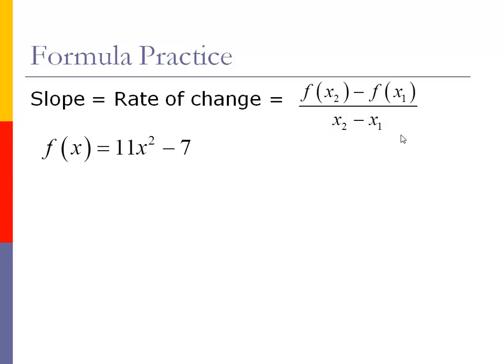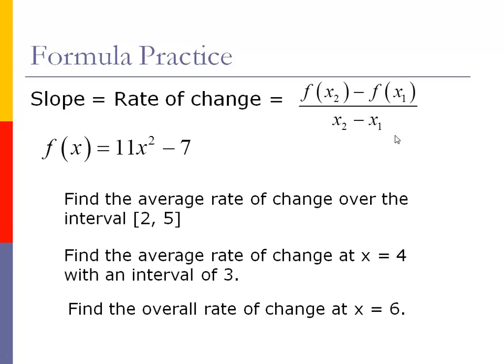So for an example, let's go with the function of 11x squared minus 7. And then let's do some calculations. Let's find these three things. We're looking to find the average rate of change over an interval that we've been given. I know that that's a square bracket right there, so we're going from 2 to 5. That is not an x value and a y value. These are both x values when we start talking about intervals.